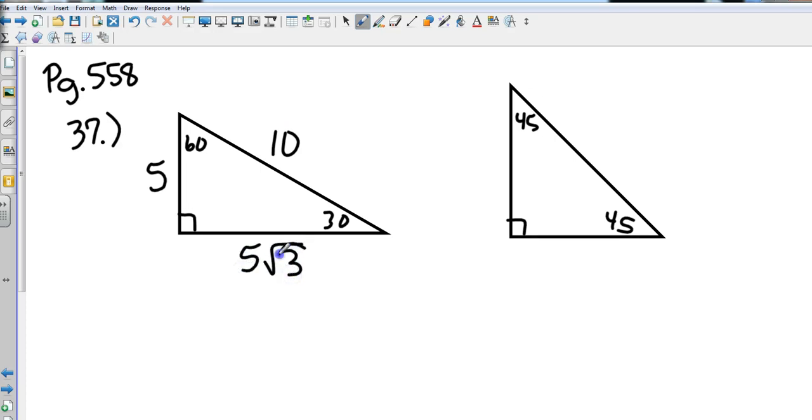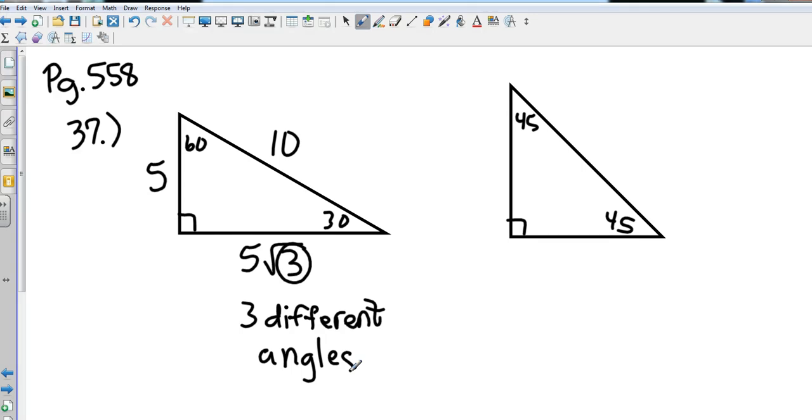I always remember the radical 3 because there are 3 different angles in a 30, 60, 90 triangle. So 3 different angles, that's times radical 3. You'll see what that means a little bit more here in a second.